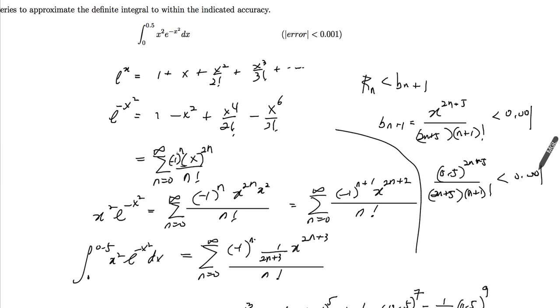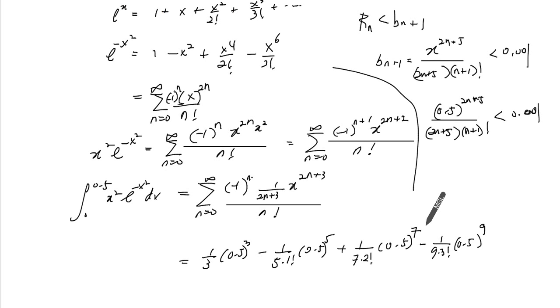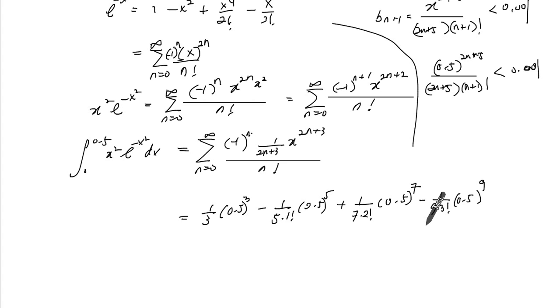Okay, so you just have to punch it in your calculator here. Actually, to get this number less than 0.001, you only need one term. So we can just state our final answer to be this one here. Okay, 0.417.